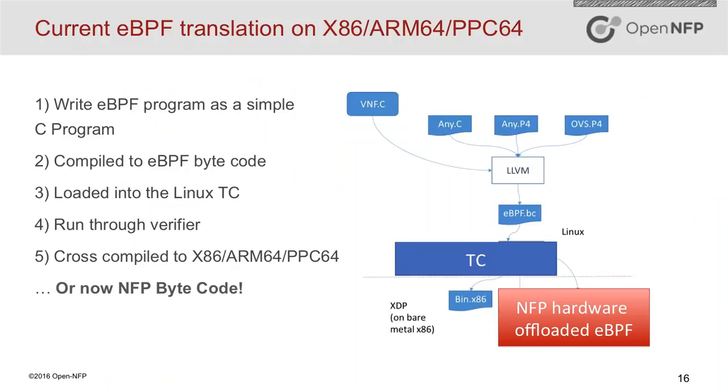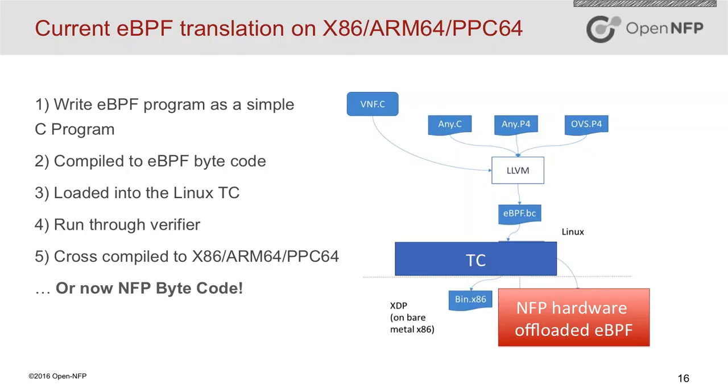So let's start getting to the nub of this. How do we make an eBPF program and get it to run in the hardware? Essentially, we start by writing our program, which may be a P4 program, which is then translated into this eBPF C representation, or we can start by writing it in eBPF C. We then compile that to eBPF bytecode, and we load it into the Linux TC.